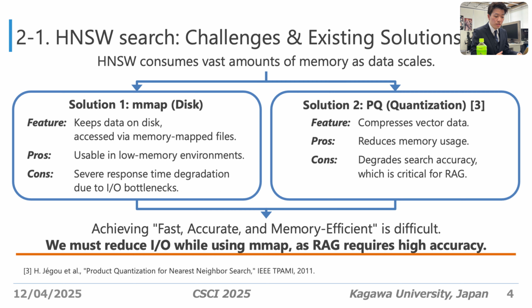Solution 2. This solution is PQ, or product quantization. This compresses the vector data. It reduces memory usage, but it degrades search accuracy in RAG. Accuracy is critical. Therefore, achieving fast, accurate, and memory-efficient search is very difficult. Specifically, since RAG requires high accuracy, we must find a way to reduce I/O while utilizing the MEMMAP mode.